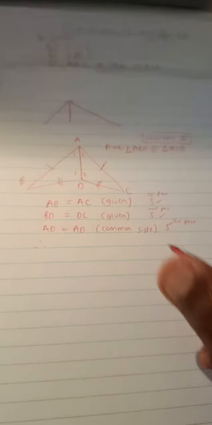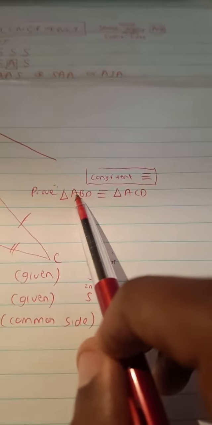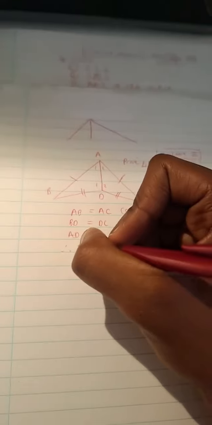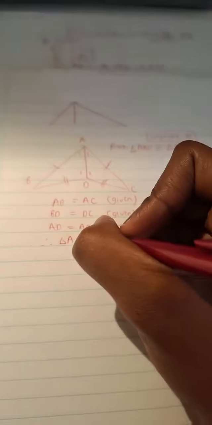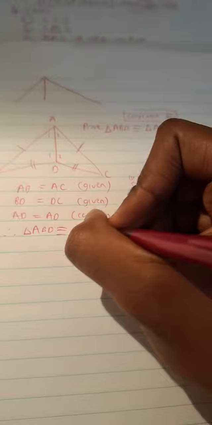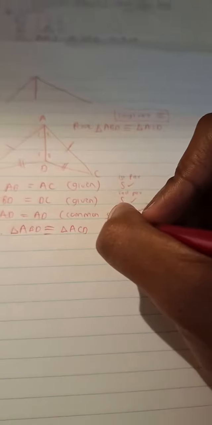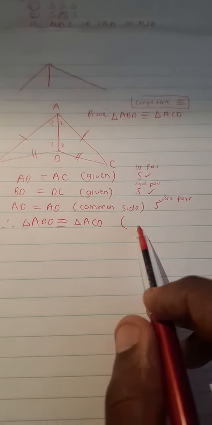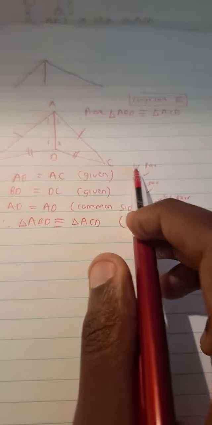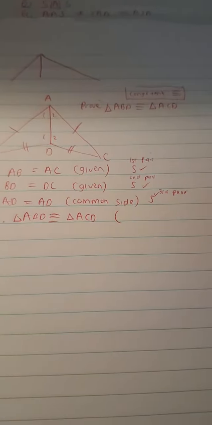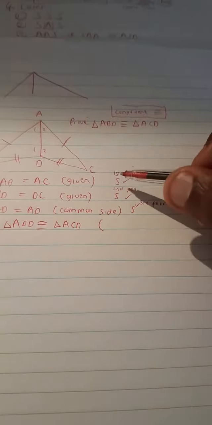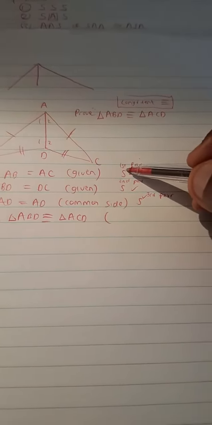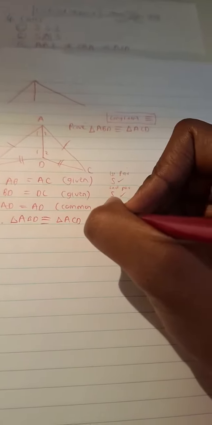Now we can conclude. Go back to the statement. The order is triangle ABD. Then we write the 3 horizontal lines for congruency. And then we say triangle ACD. What is the case? Because in the concluding statement, you must write the case that you have just unleashed to validate that triangle ABD is congruent to triangle ACD. You see, that's why I wrote my S's here. 1, 2, 3. Now I can write in brackets S, S, S.